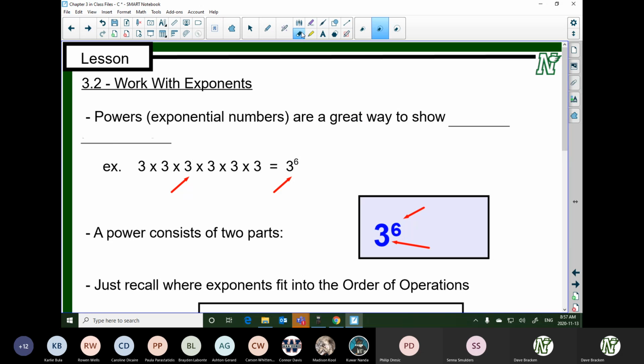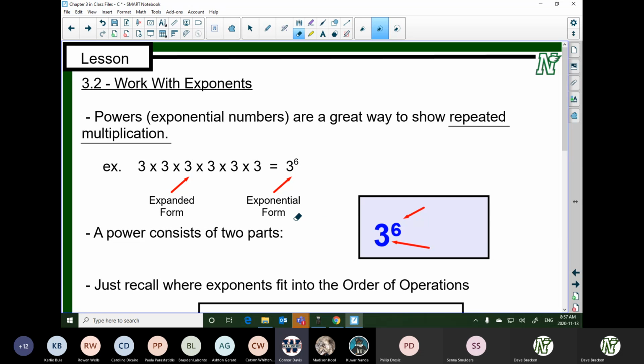So that being said, powers or exponential numbers are a great way to show repeated multiplication. So when you show something being multiplied over and over and over and over, that's a great way to use exponents. So for example, 3 times 3 times 3 times 3 times 3 times 3. This is called our expanded form. It shows all the 3's being multiplied together, but when we wrap it up into this nice, neat exponential or power, this is called our exponential form.